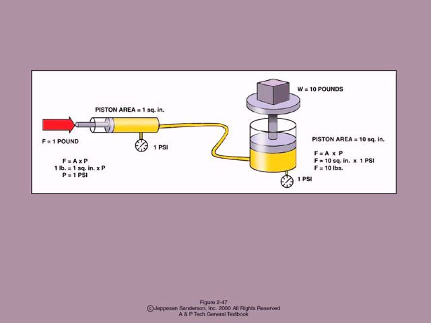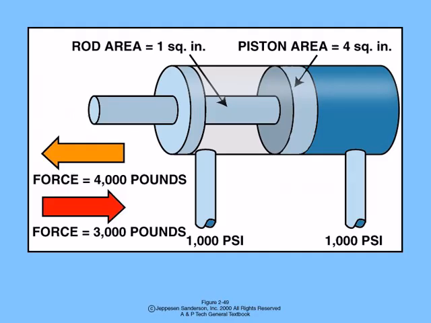That same pressure is transmitted through the fluid to a larger piston on the right, which has an area of 10 square inches. Since force equals pressure times area, the output force becomes 10 pounds, 10 times greater than the input force. This shows how hydraulics can multiply force, a principle widely used in aircraft landing gear, brakes, and control actuators.